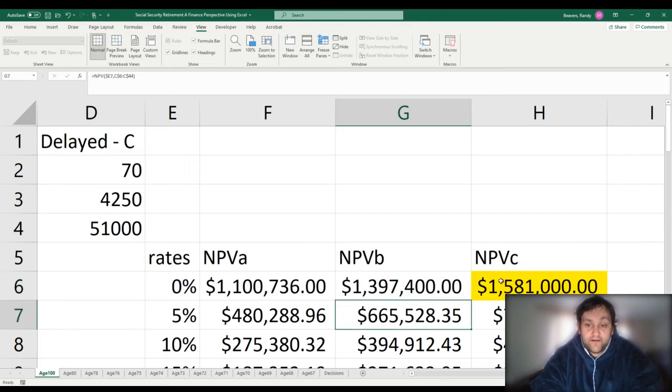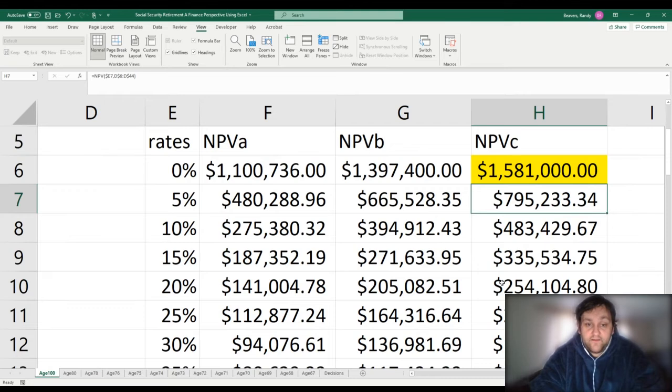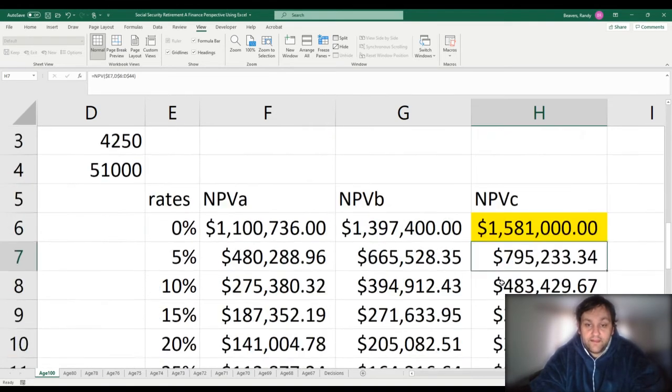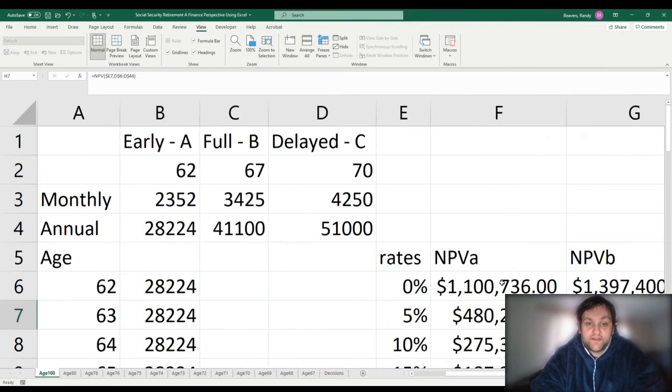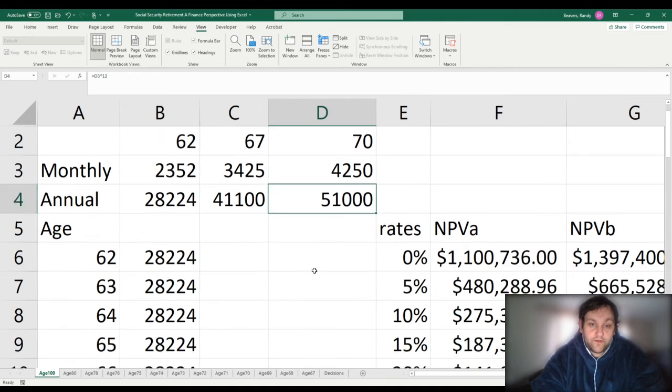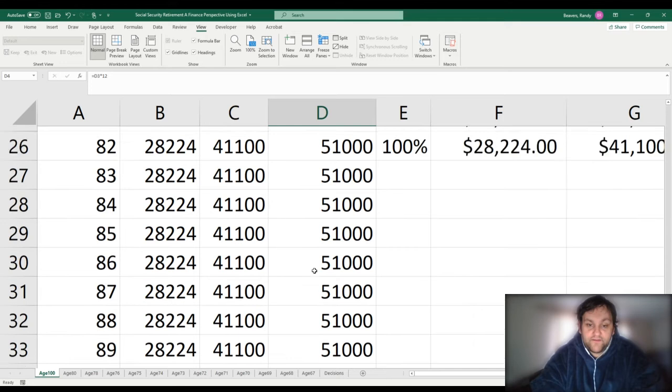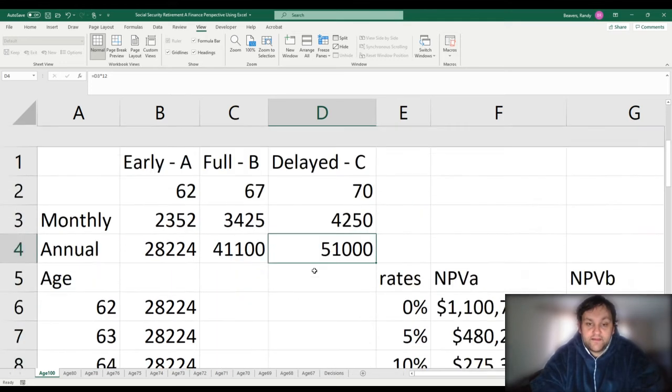So you can see here that the net present value of C is greater for all of these cash flows. So if you expect to live a long, healthy life, it makes sense for you to delay your retirement to age 70 and receive the $4,250 per month, or in this case, since I've annualized everything, $51,000. It makes sense to defer your retirement to that period in time.